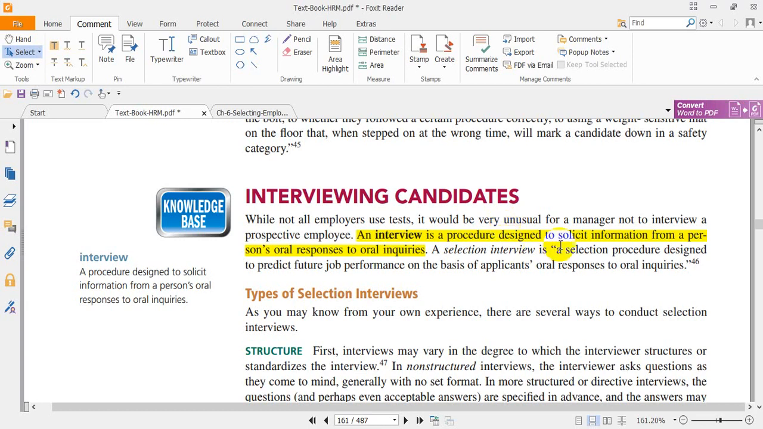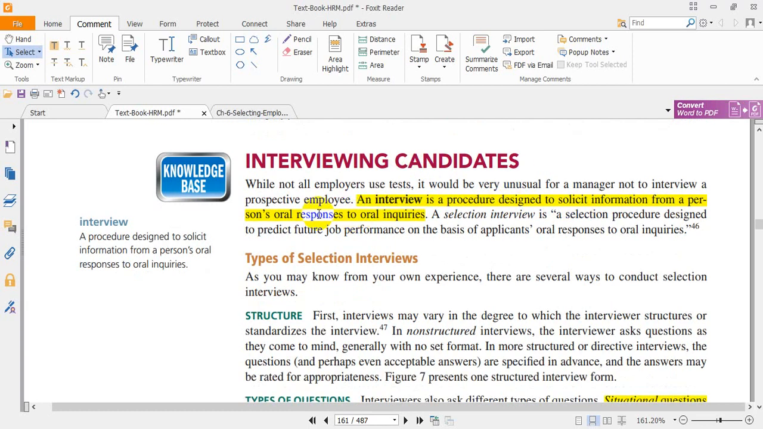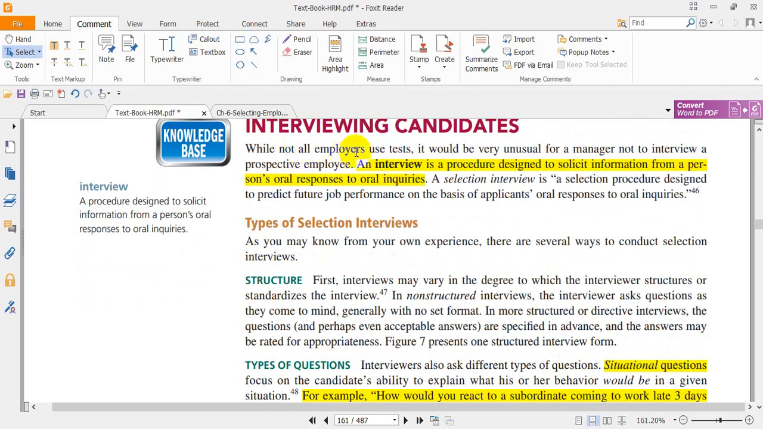Now in this part we talk about the interview of candidates. While not all employers use tests, it would be very unusual for a manager not to interview a prospective employee. If we don't use tests, we need to make an interview, or we can use both test and interview.